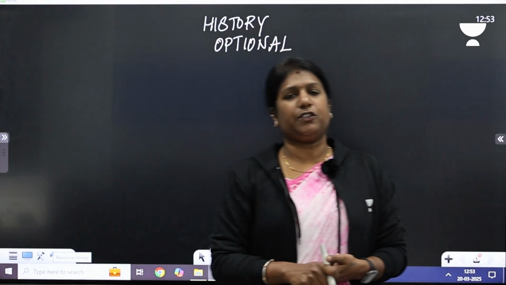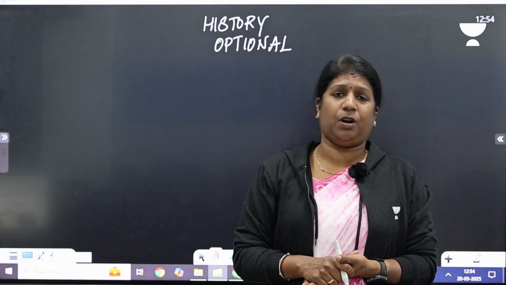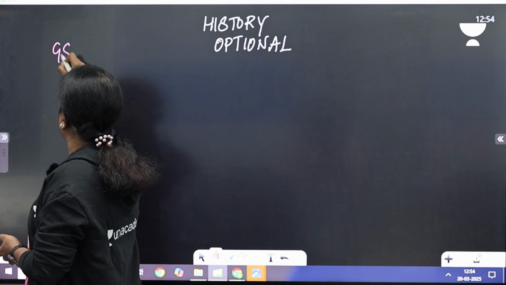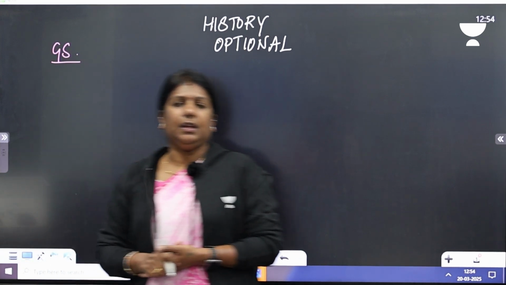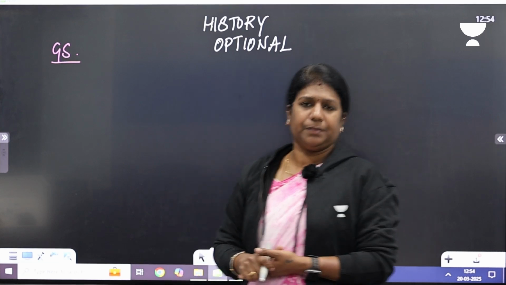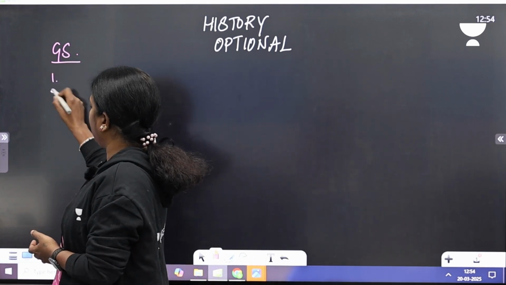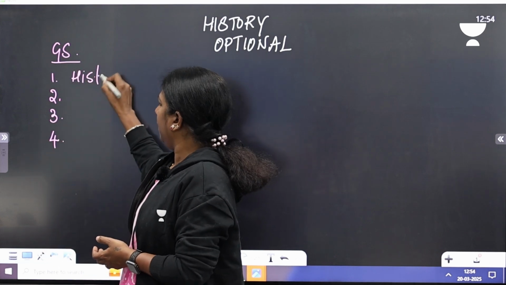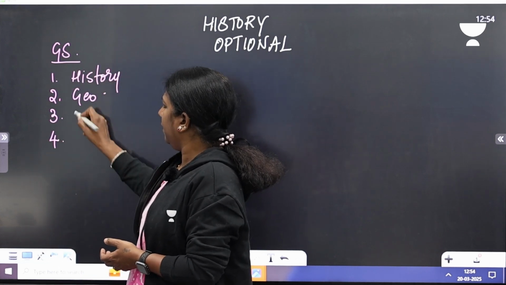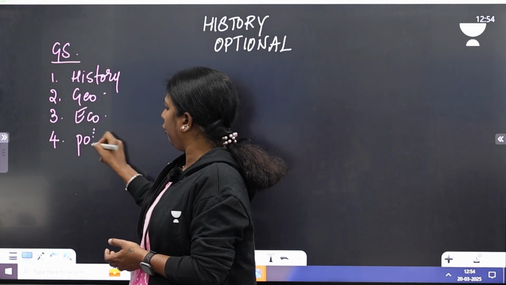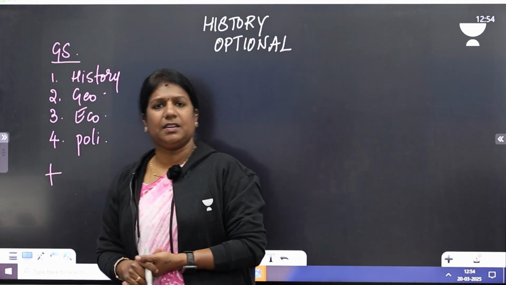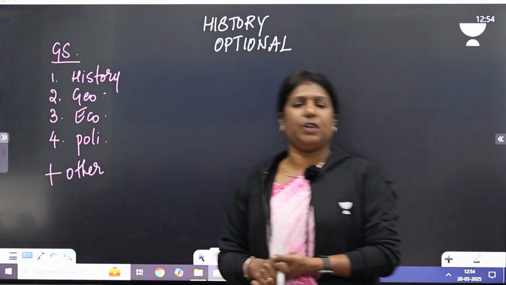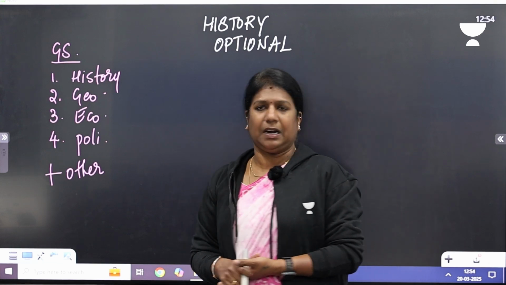Before getting into the history optional, the dos, why, what, let me give you a small glimpse. I'm taking you to the general studies paper. If you look at it, there are 4 core subjects of GS. The first core subject being history, followed by geography, economics, and polity, plus you have the other subjects. These 4 subjects are called the core subjects of the general studies.